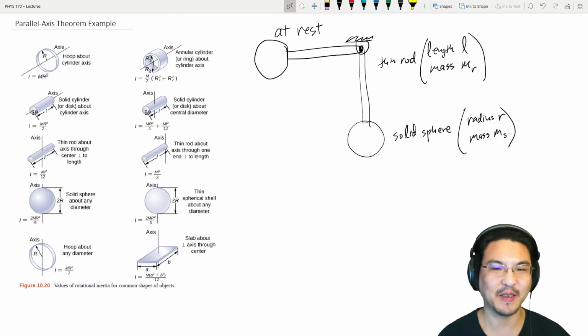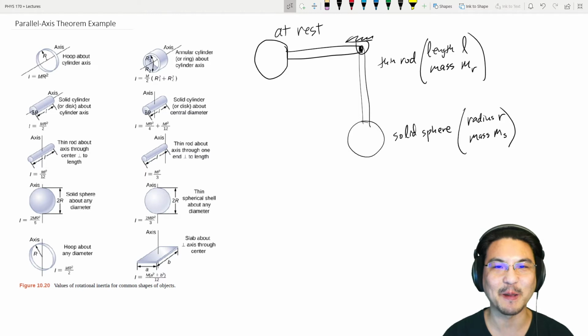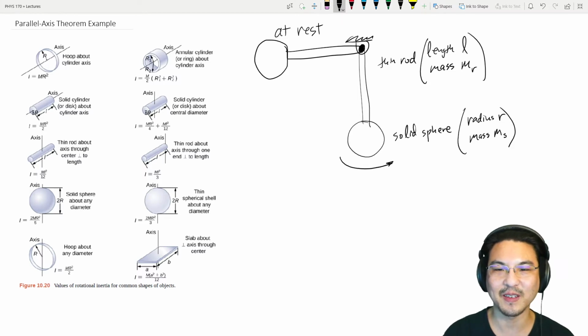Okay, how about a more complicated example with the parallel axis theorem? Let's say we have this pendulum at rest, and it's comprised of a thin rod and a solid sphere. We weld these things together, and then we release it from rest. It pivots about this hinge up here at the top, and we want to solve for the angular velocity over here at the bottom.